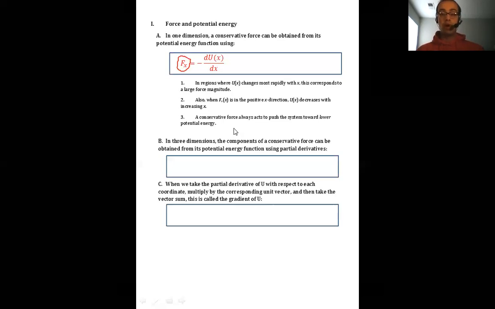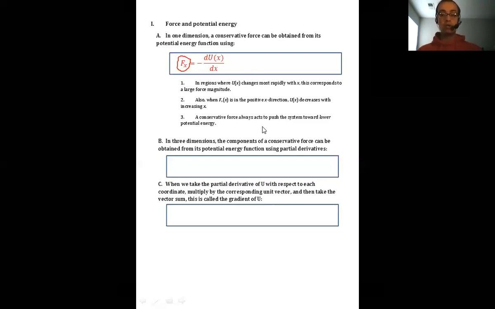And a conservative force always acts to push the system toward lower potential energy. So in other words, if I have this mouse, and it has a particular potential energy, the force of gravity is going to act in the downward direction, which means that it is going to reduce the potential energy. So the force of gravity reduces potential energy, meaning that a conservative force always acts to push the system towards lower potential energy.